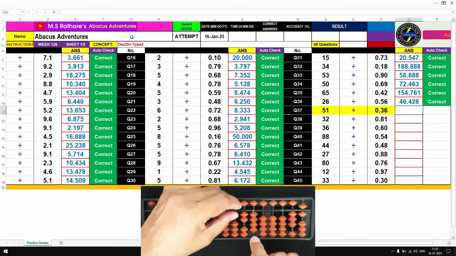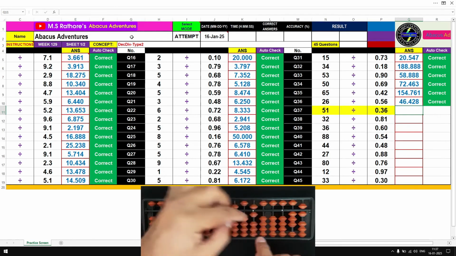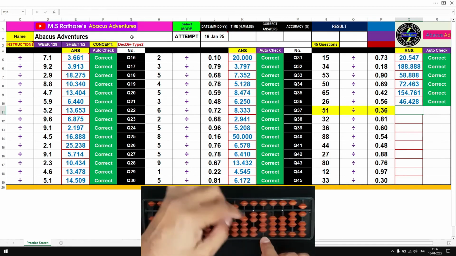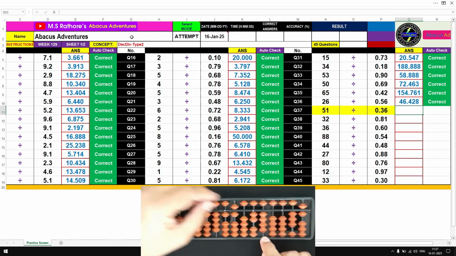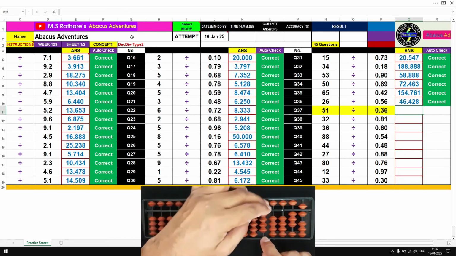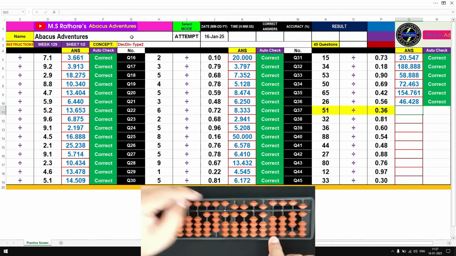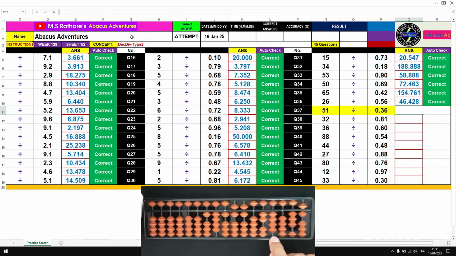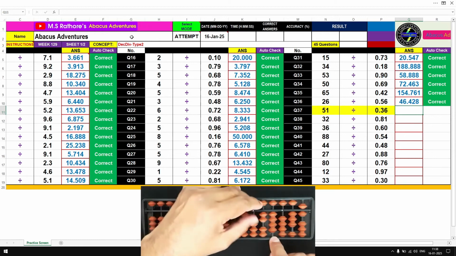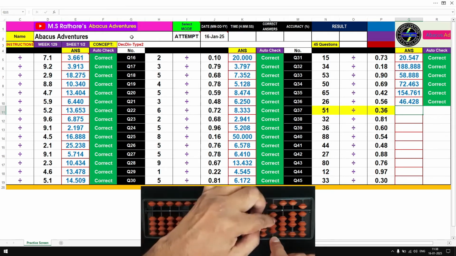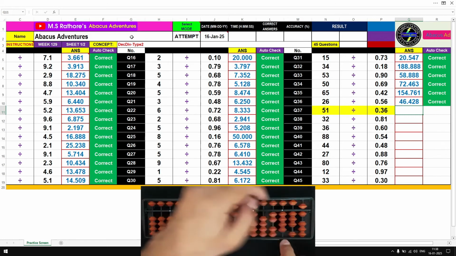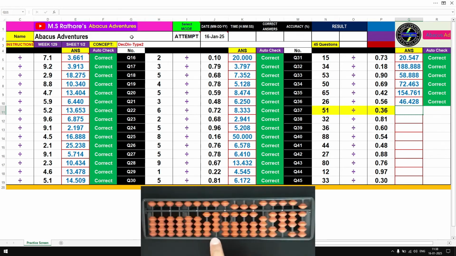3 sixes are 18, shifted 6 sixes are 36, new number is 24. 3 sixes are 18, shifted 6 sixes are 36, 24 is the value again. 3 sixes are 18, shifted 6 sixes are 36, and the answer is 141.666.